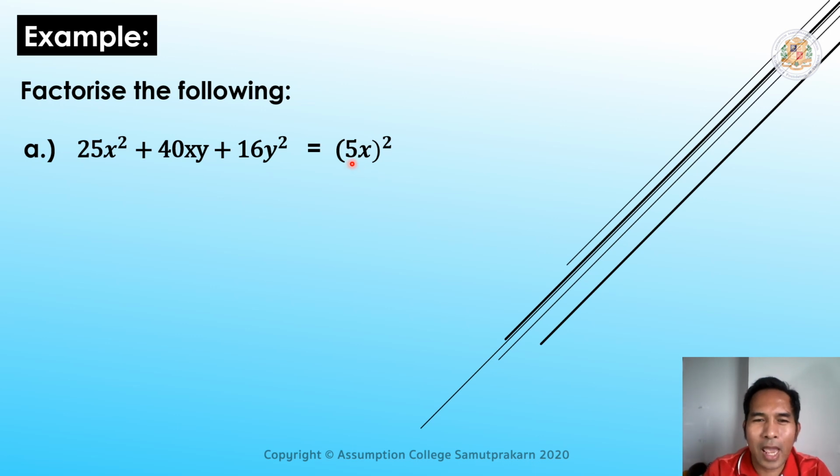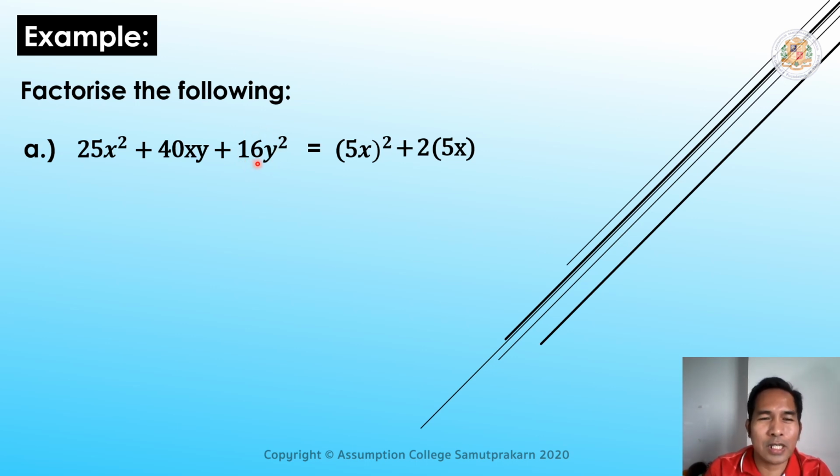Because the formula says a squared, so the 5x is what? If you look at the formula, 5x is the a. Next, the sign is plus, so therefore, use plus. Again, what is the formula? a squared plus 2 what? a. What is a? a is the 5x. And b is the square root of the third term. What is the square root of 16?